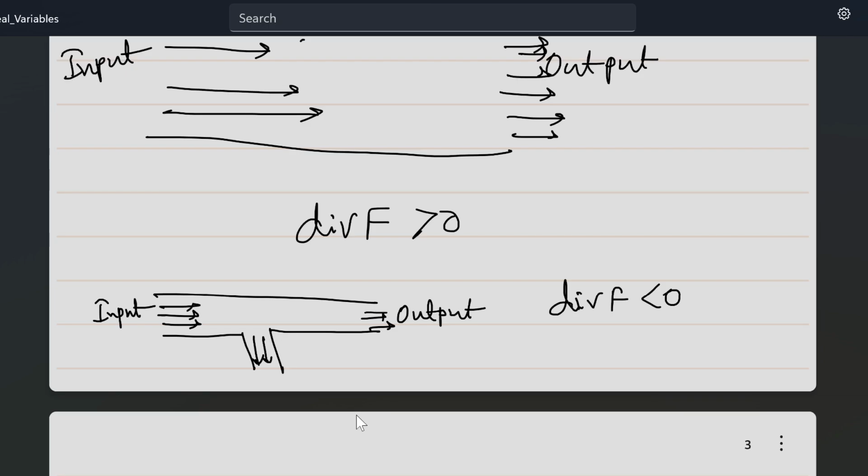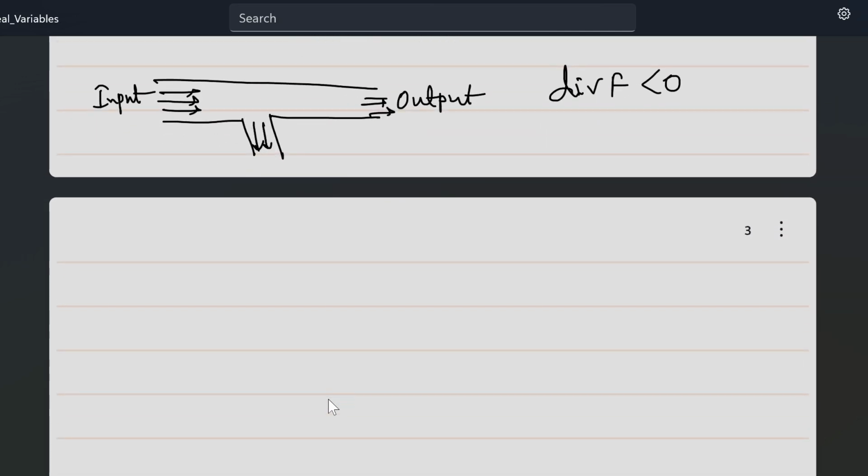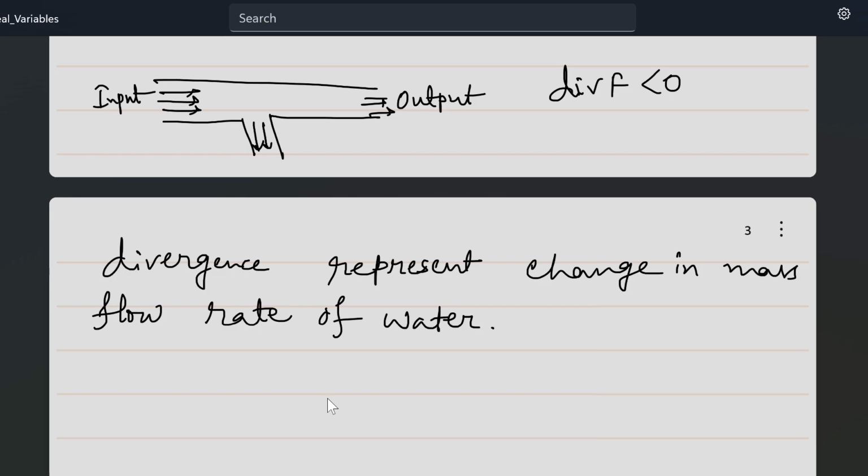So what does divergence actually mean? It means the change in the total mass flow rate of water, or whatever fluid is there in the channel. So divergence represents change in mass flow, meaning total flow. What changes? The rate of the water. So suppose divergence is zero, what does it mean? What do you mean by divergence zero in these two cases?